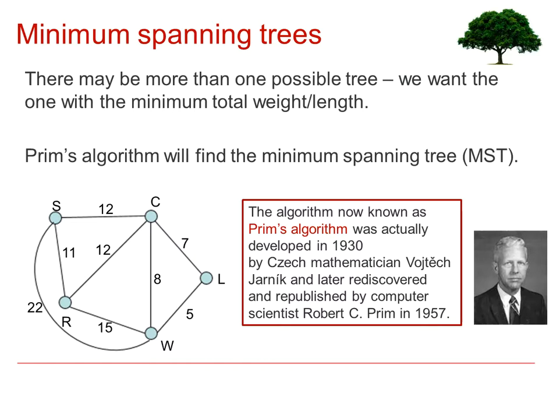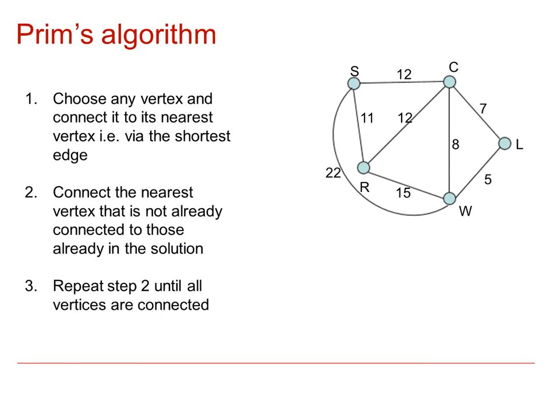And Prim's algorithm works as follows. It says, first of all, choose any vertex and connect it to its nearest vertex. So we could, for example, here start off by choosing the vertex, let's say S, and connecting it to its nearest neighbour, which is R, by the 11.